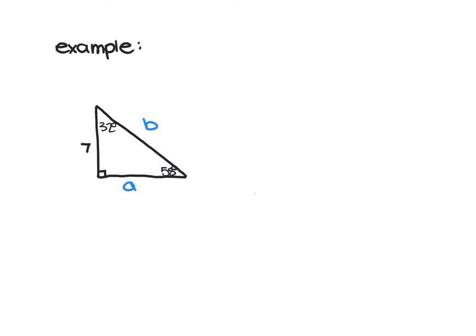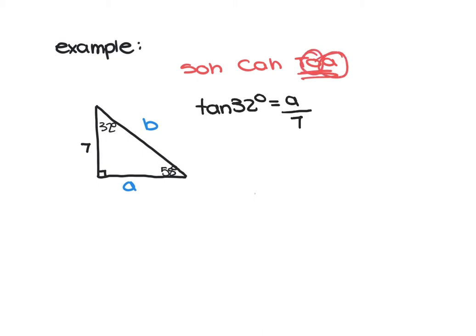We'll be using angle 32 to solve. We could see that the given side length of 7 is adjacent to angle 32, and if we want to solve for the opposite side length, we can use tangent right here, considering it is opposite over adjacent. So we could say that the tangent of that angle, or 32 degrees, equals the length of the opposite side over the length of the adjacent side.